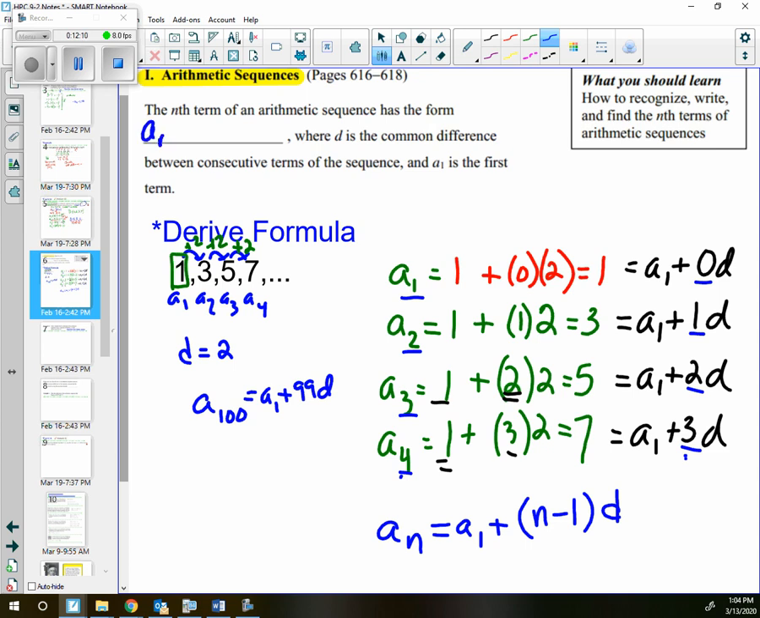So this nth term formula we're going to be using a lot: A1 plus N minus 1 times D. Remember that D value is your slope, and the N minus 1 is your variable, the term number, and then the A1 is your first term. So A1 is the beginning term in the sequence.